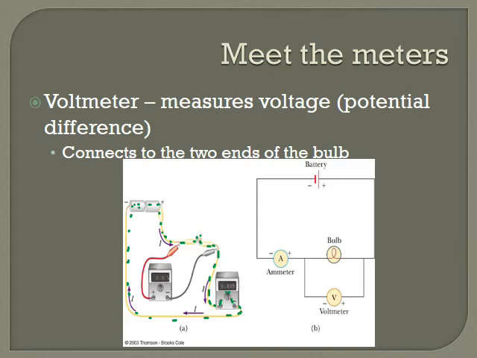What it does is it conducts a little interview. It stops a charge over here on one side of the light bulb, stops a charge there and says, hey, how much energy do you have? Because remember what voltage is. It's the amount of energy per charge. So it does a little interview.